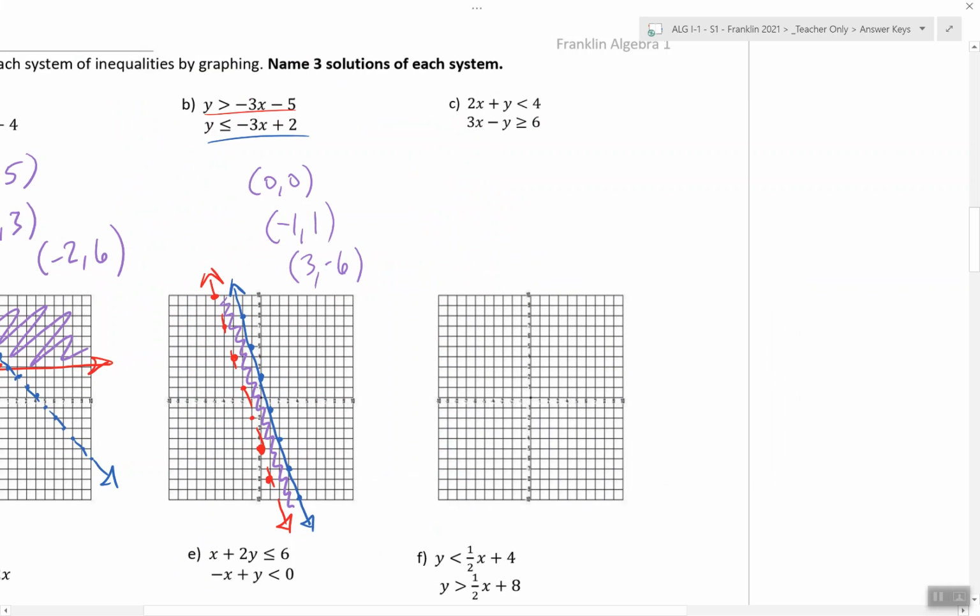All right, on part C, we have to solve for y first. So this first one, we got 2x plus y less than 4. We're going to subtract 2x. So y is less than negative 2x plus 4. Let's go ahead and graph that. Up 4, and then our slope is negative 2, so down 2 over 1.